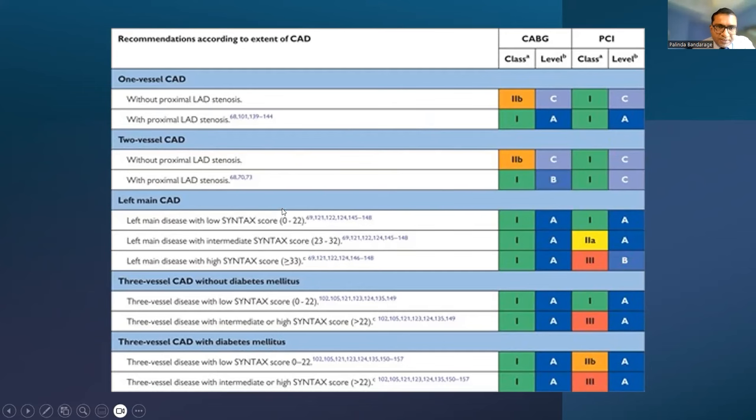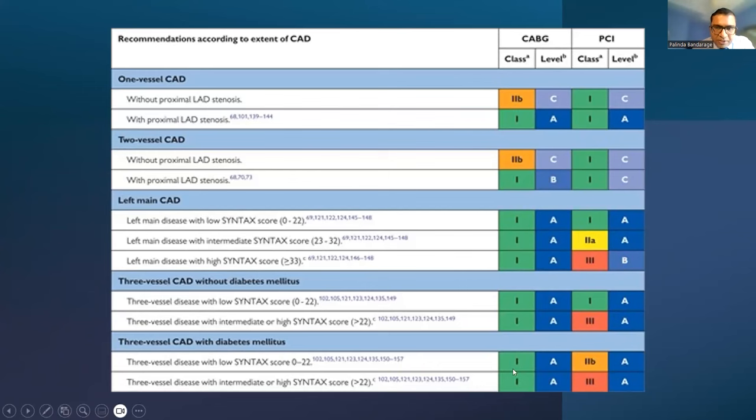When it comes to more severe disease, when the left main is involved, the left main is the segment of the left coronary artery before the left anterior descending and the circumflex branches get divided. The cardiologists assess the severity of the blocks with the SYNTAX score. The higher the SYNTAX score, the worse the obstruction is, and the more difficult it is to offer percutaneous interventions.